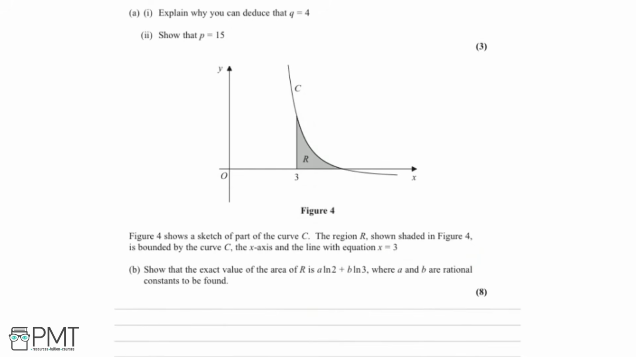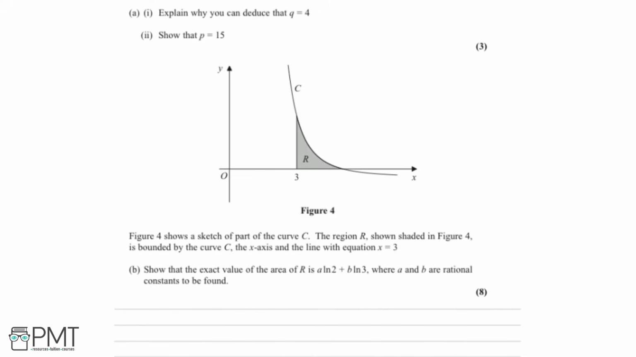So we're now going to work through part B. So figure 4 shows a sketch of part of the curve C, and the region R, shown shaded in figure 4, is bound by the curve, the x-axis, and the line with equation x equals 3. Part B says show that the exact value of the area of R is a natural log of 2 plus b natural log of 3, where a and b are rational constants to be found. And this is for 8 marks.